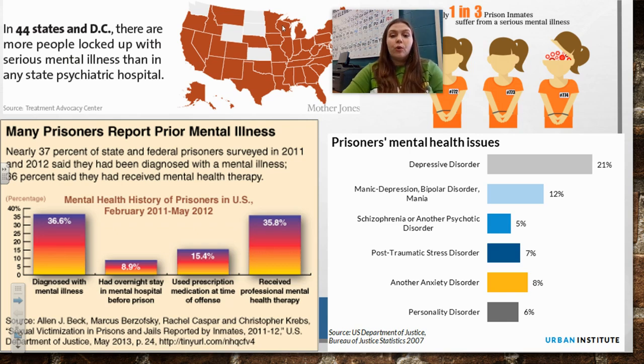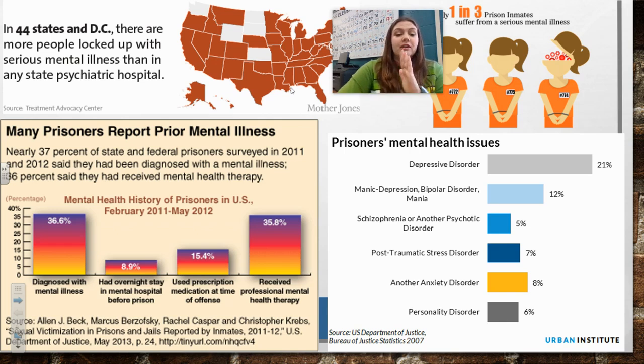Okay, let's begin. In this chart, it says that in 44 states and DC, there are more people locked up with a serious mental illness than there are in state psychiatric hospitals. What they're saying is there was a whole big program, I forget which year, I think it was the 70s, where the psychiatric hospitals shut down. We just had a shift in our government funding. A lot of the psychiatric hospitals were shut down, and a lot of those people ended up going to prison instead.